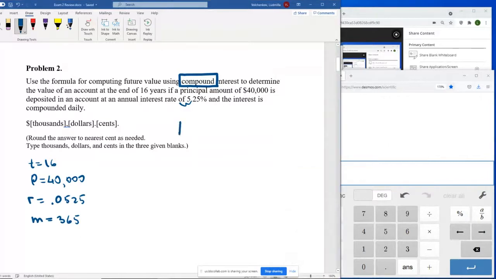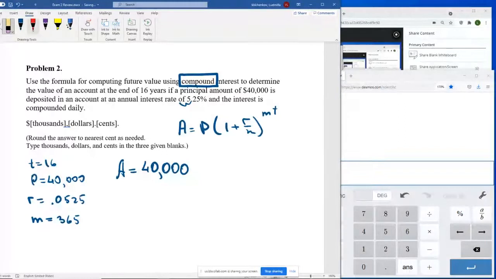And we use the compound interest formula: A equals P times 1 plus R over M, raised to the power MT. It may be very helpful to write on paper all your substitutions so that you get at least 60% for the problem. If you get a wrong answer, at least you will get the points for substituting correctly. 1 plus 0.0525 over 365. So 365, M, must be in the formula twice: in the denominator and here in the exponent. 365 times T, which is 16.